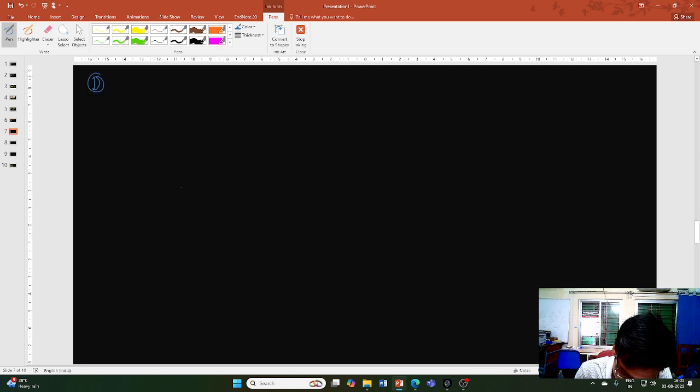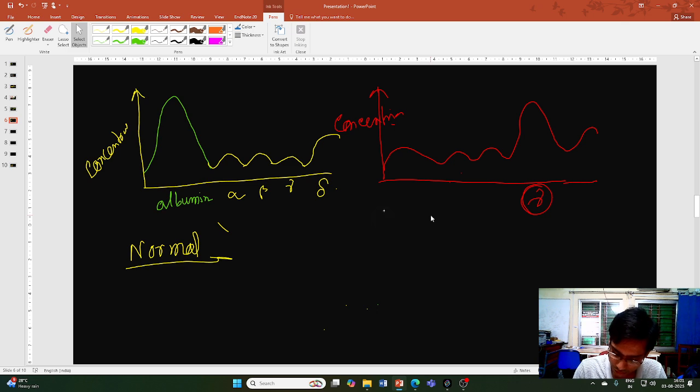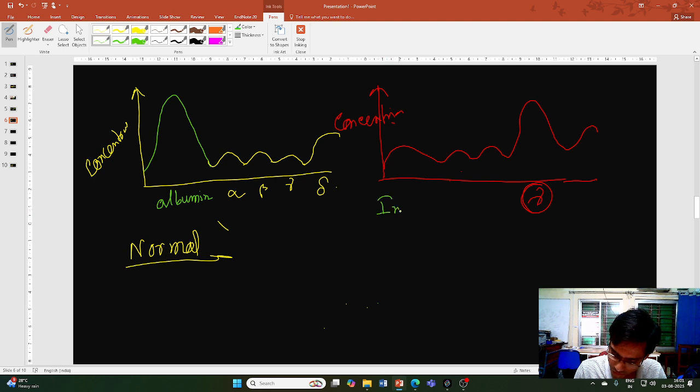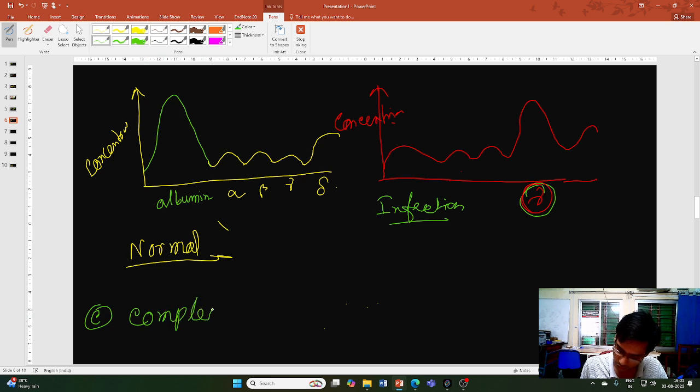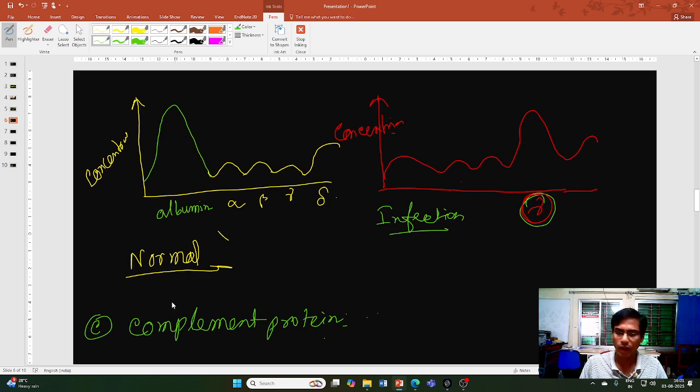Now we can say D is enzyme, albumin is A, B is globulin, C will be the complement protein. I will discuss it later. Complement protein is related to infection. During the infectious time, gamma globulin is more active, and in that condition the inactive forms of the complement protein also become active. So these complement proteins are also present in the system. C is the complement protein, part of the immune system.